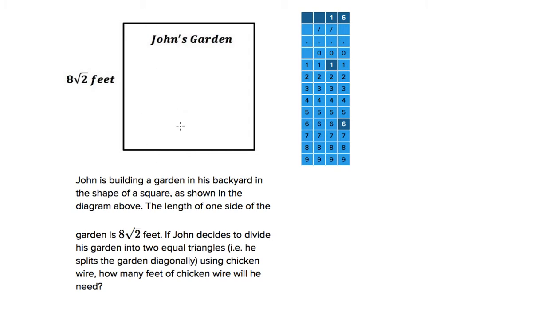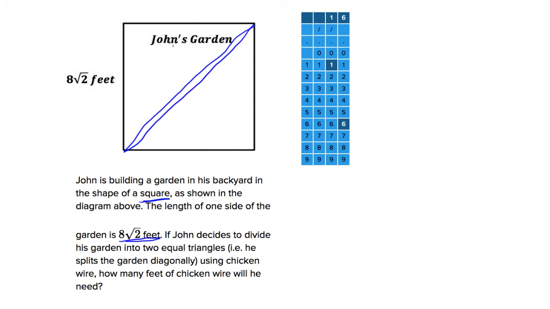So we're given this diagram here. It says John's building a garden in his backyard in the shape of a square. We're told the length of one side of the garden is 8 root 2 feet. And if he decides to divide it into two equal triangles, he splits it diagonally. So let's imagine he's going to do this to this picture here. We want to know how many feet of chicken wire he's going to need to draw that diagonal, to build that across there.